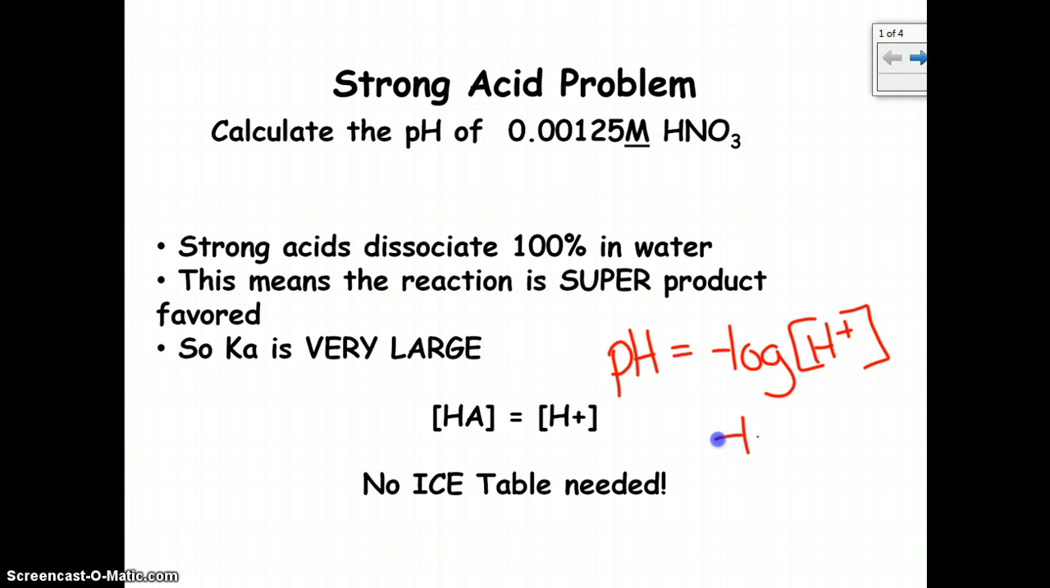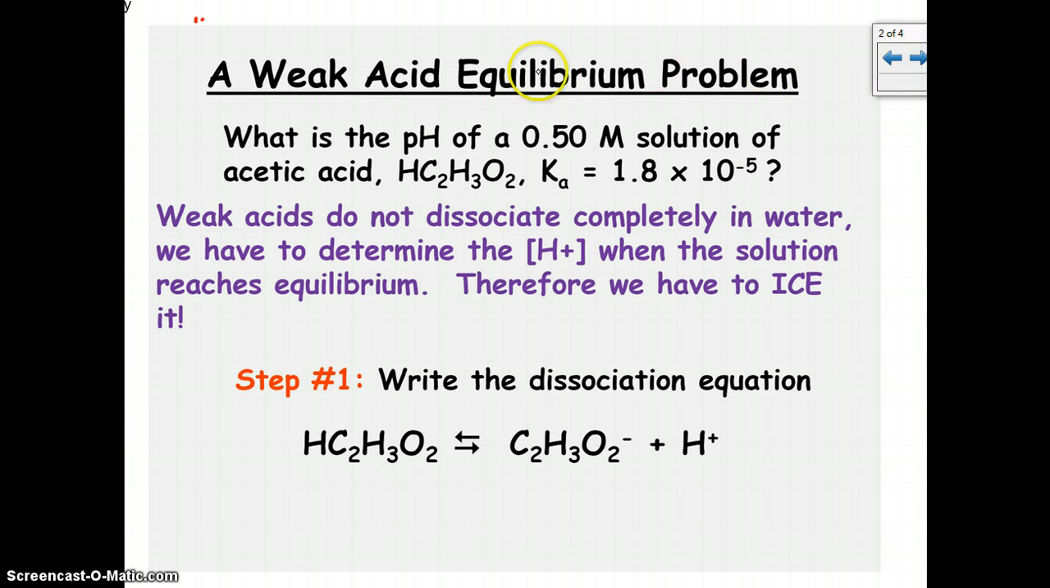So pH equals negative log of 0.00125. And that means our pH is 2.9.